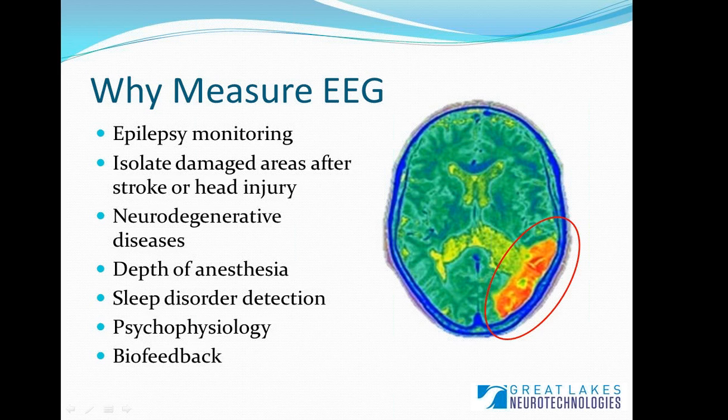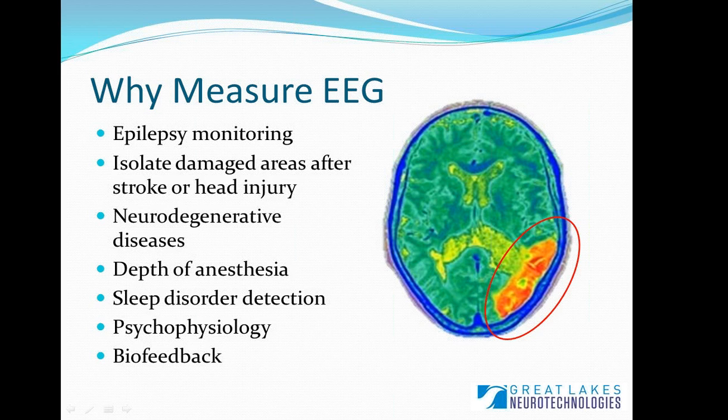Abnormal EEG signals can also be indicators of neurodegenerative diseases. That includes Parkinson's, Huntington's disease, Alzheimer's is another example. EEG can be used in the operating room to measure depth of anesthesia to make sure that patients are staying within the right level of anesthetic and not going too deep. Another application is sleep disorder detection, looking at different stages of sleep and trying to determine whether or not patients have a different type of sleep abnormality.